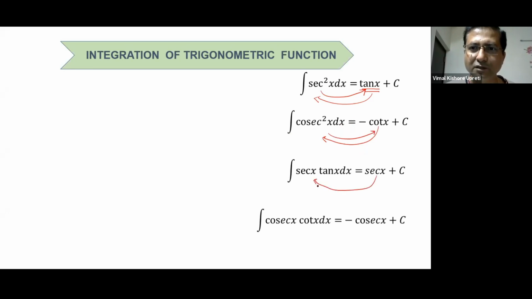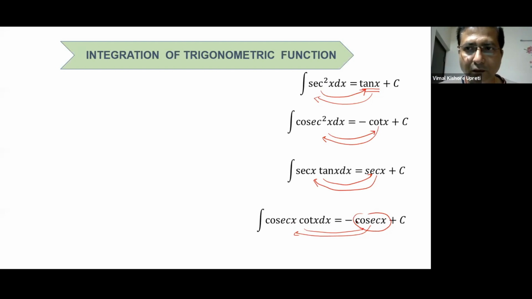Sec x differentiation was sec x tan x. Its integration will be this. It's easy to remember the formula if you have already remembered the formula for differentiation. In the same way, the differentiation of cosec x is minus cosec x cot x. So the integration of cosec x cot x will be minus cosec x. So these are the important trigonometric functions whose formulas we must remember.